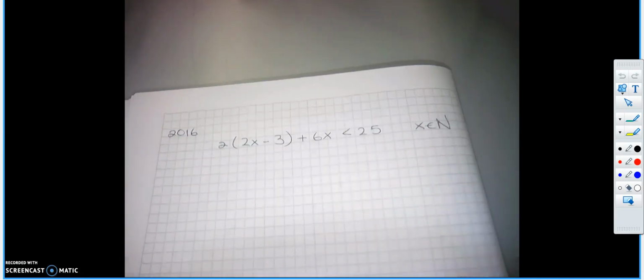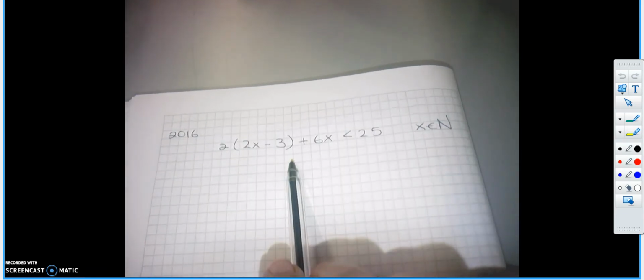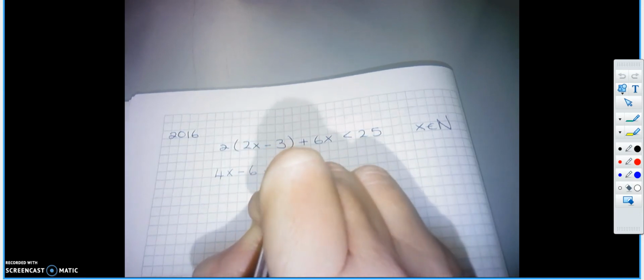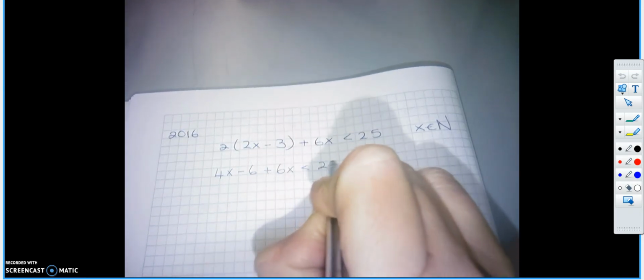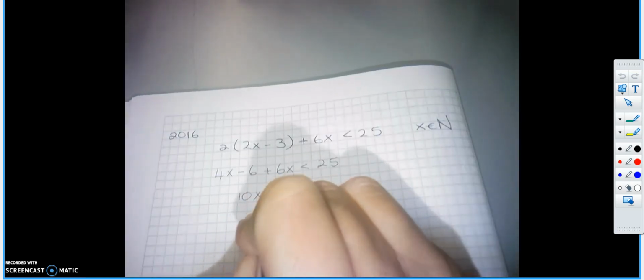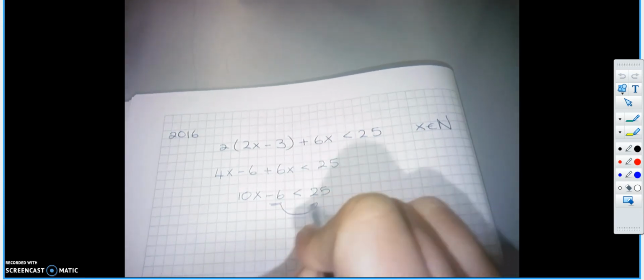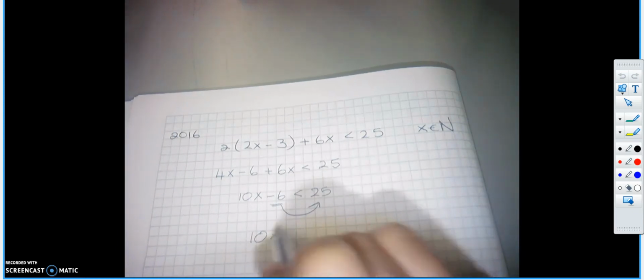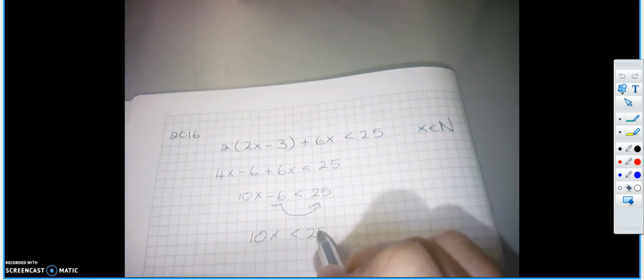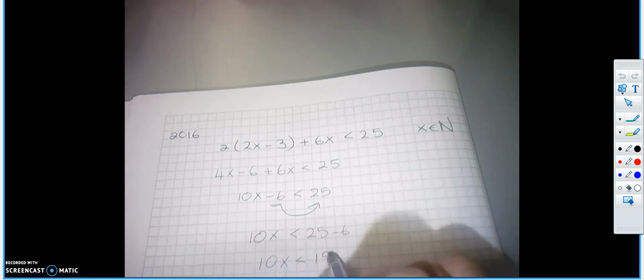If we jump to this one, this was the 2016 exam paper question. It gave you an inequality involving brackets, so you multiply out your brackets, so 2 by 2x gives you 4x, minus your 6, plus your 6x, inequality sign, 25. Tidy it up so you're getting 10x minus 6, inequality sign, 25. My minus 6 will go over here, so keeping my x positive, I get 10x less than or equal to 25 take away 6, so 10x is less than 19.